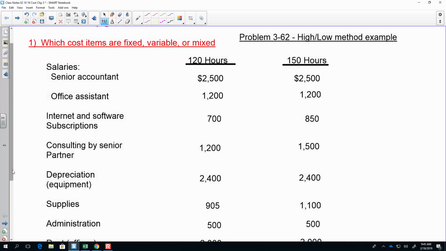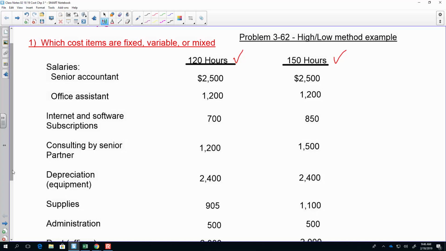We have 2 observations. One at 120 hours. The second observation is at 150. At that point, it has a series of costs for each level of output. So, for instance, if we're at the budgeted 120-hour level of output, these are our costs: 2,500, 12, 700, 1,200, 24. If we go to the 150 level of output, well, some don't change, right?